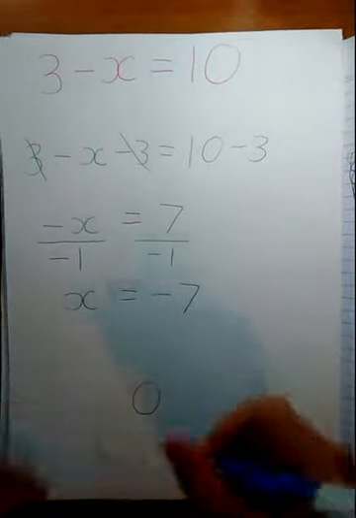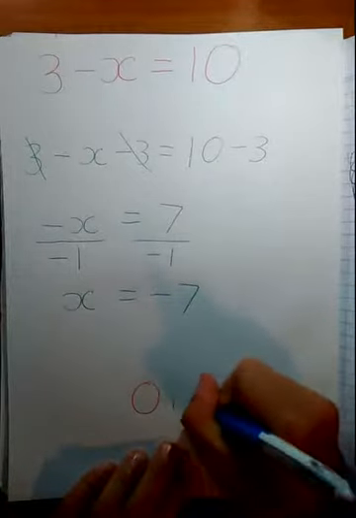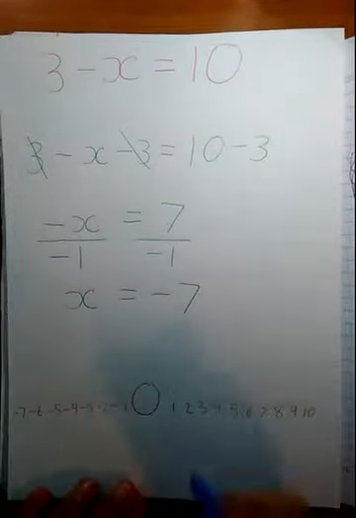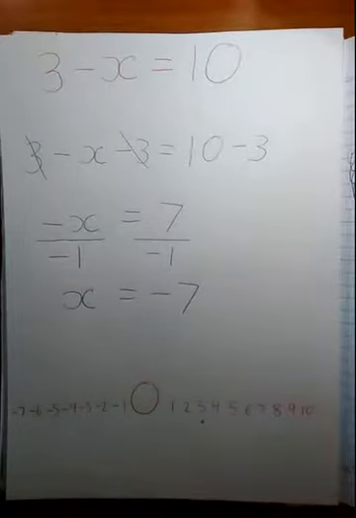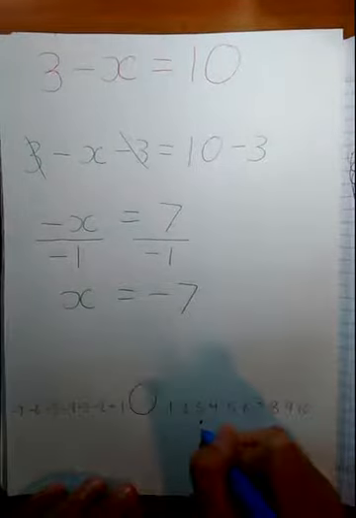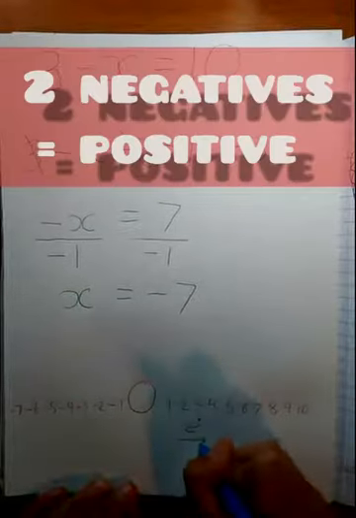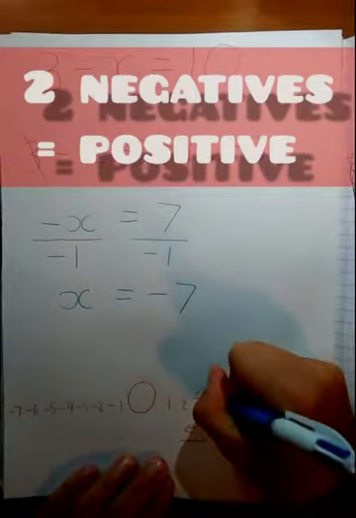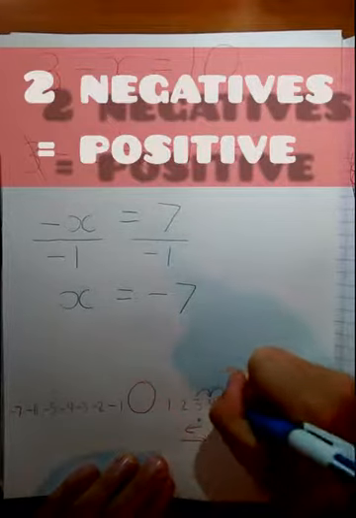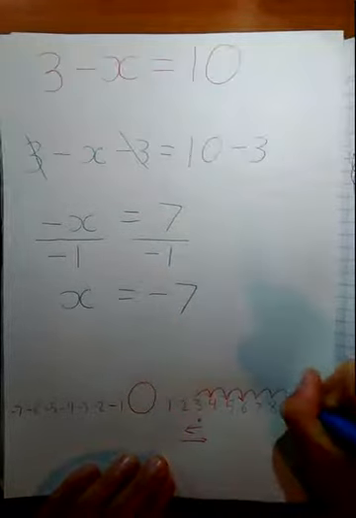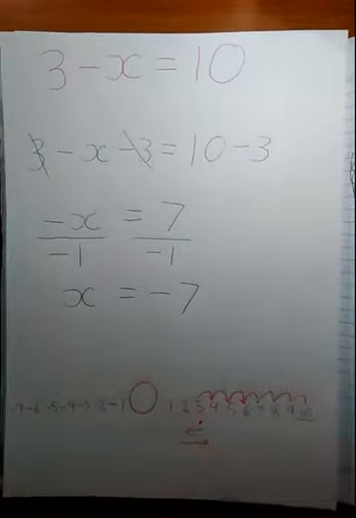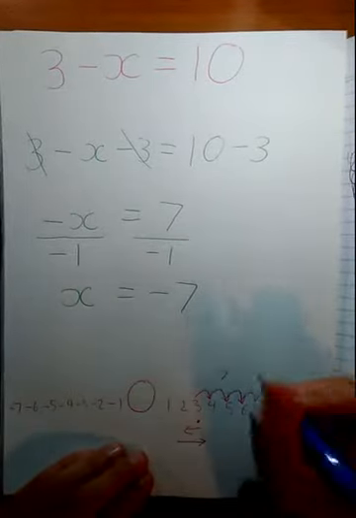For further explanation about negatives, I have a number line here, and we start at 3. Now, since I'm taking away x, I'd go into this direction, into the negatives, but since we're taking away a negative, we move back into the other direction. And to check, our answer is 7, so we'll do 7 hops, and we get to 10. So this proves that x equals negative 7.